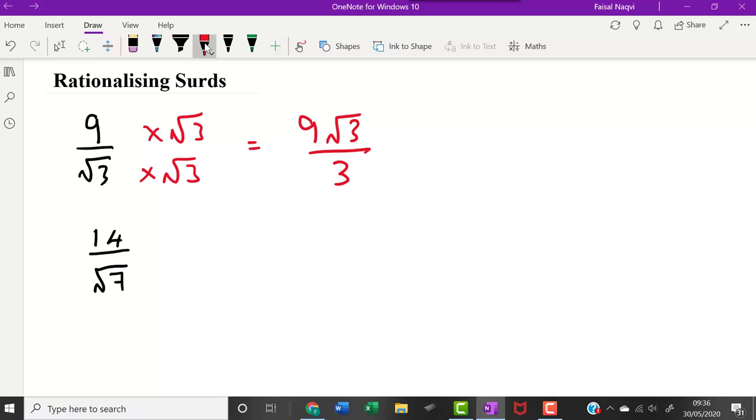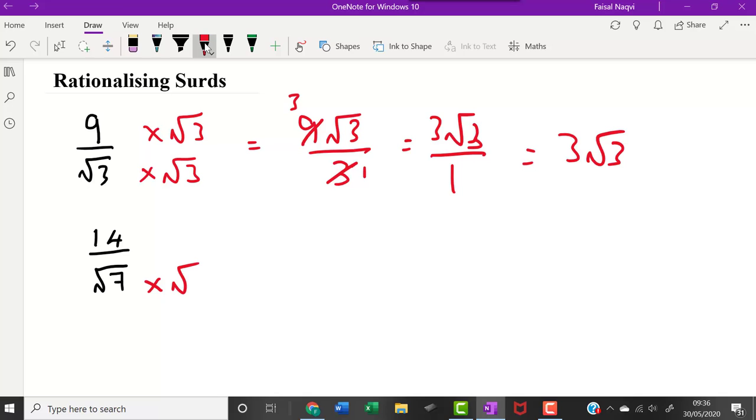I have 9 as a numerator and 3 as a denominator. These can both be divided by 3. So I have 3 root 3 divided by 1, which is 3 root 3. In the second one, 14 divided by root 7, again I have to rationalise this, so I have to multiply by root 7 at the top as well as the bottom.